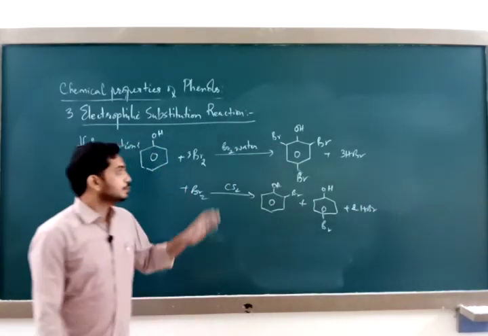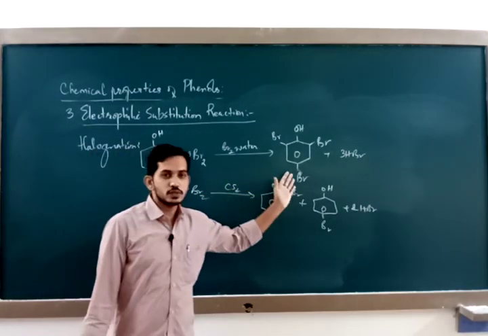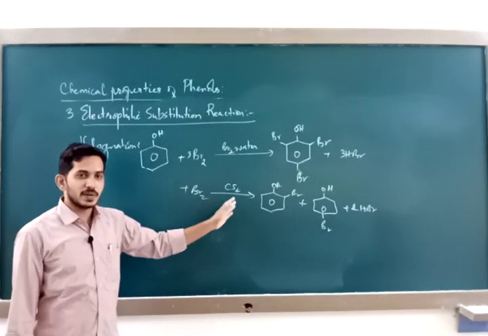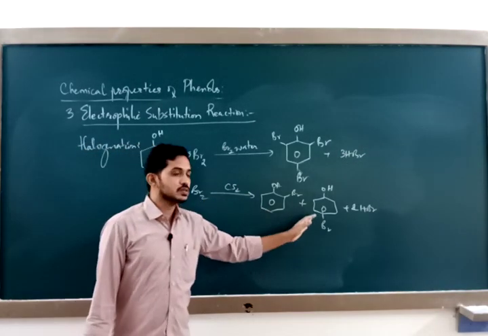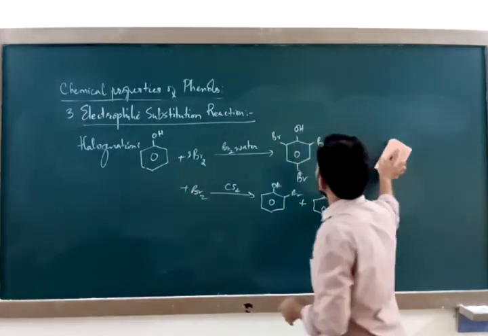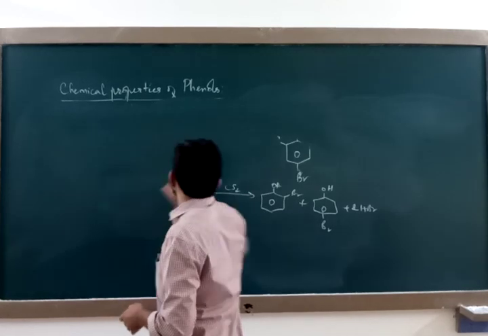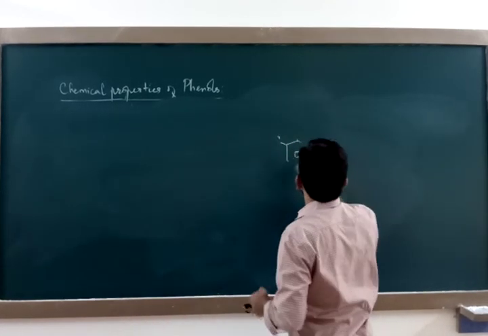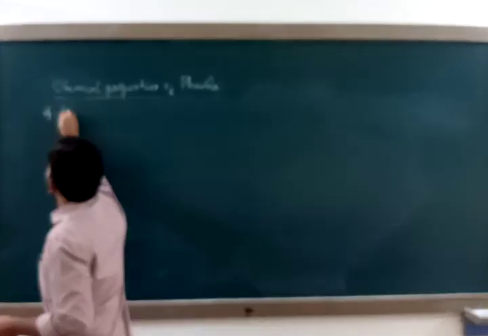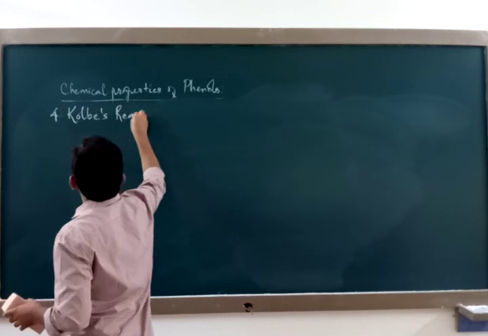So, if you use bromine water, more ionization takes place, therefore 2,4,6 tribromophenol is obtained. If the same bromination is done in carbon disulfide, two compounds, orthobromophenol and parabromophenol, are obtained. This was the electrophilic substitution reaction. Three chemical properties are done. The fourth chemical property is a named reaction called Kolbe's reaction.